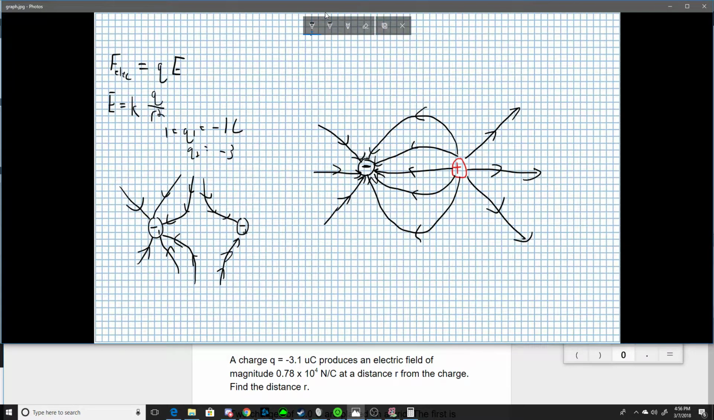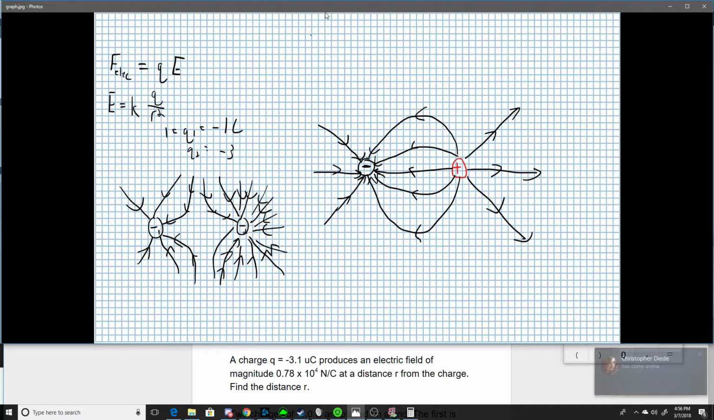All right, so now we got 1, 2, 3, 4, 5, 6. I got 6 lines going into Q1, which has a charge of -1 C. I would need 3 times that number, so I would need like 18. So 2, 3, 4, 5, 6, 7, 8, 9, 10, 11, 12, 13, 14, 15, 16. You get the point though. Let's just do 2 more, I guess, since I'm right here.